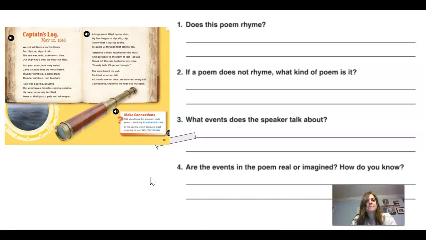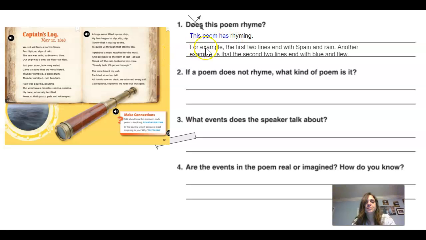Does this poem rhyme? Well, we're going to restate that question and answer it. So we cross off the question word. And then we restate: this poem has rhyming. Now we need evidence to support this poem has rhyming. For example, that shows us that we are going to get evidence from the text.